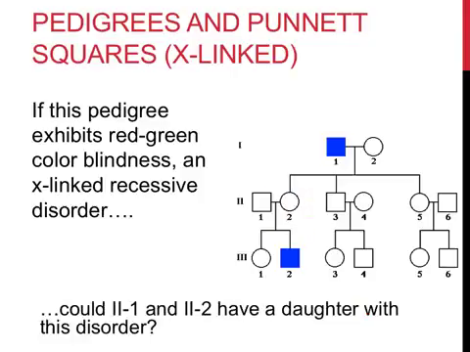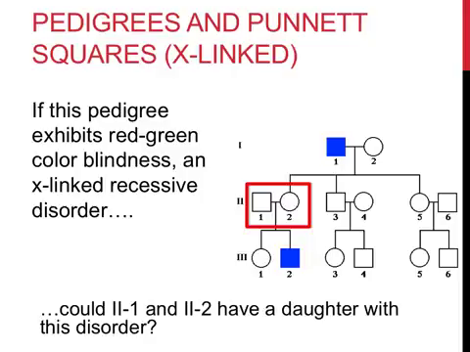The final question involving this pedigree asks, could Roman numeral 2-1 and Roman numeral 2-2 have a daughter with this particular disorder? After identifying the individuals in question for this pedigree, we need to refer back to the questions earlier, where we determined that Roman numeral 2-2's genotype was X capital B, X lowercase b. The last thing we need to work through this problem is to determine the genotype of Roman numeral 2-1.